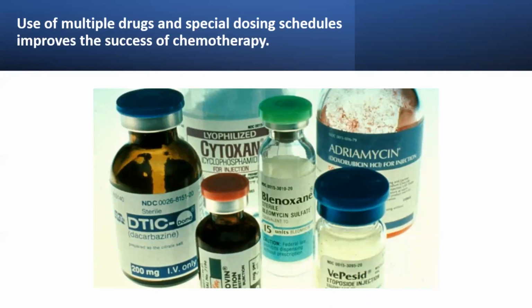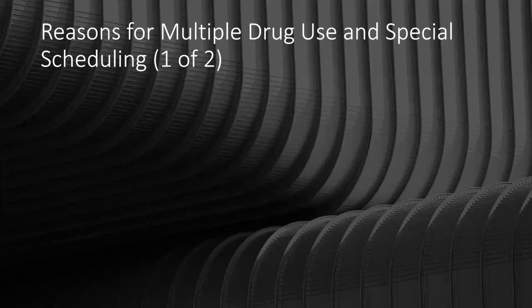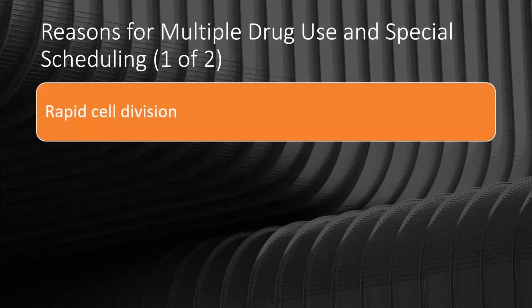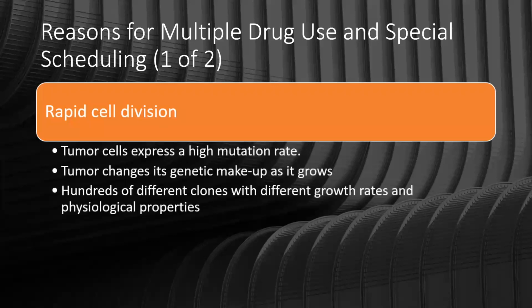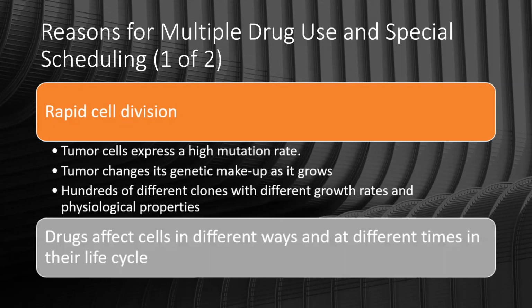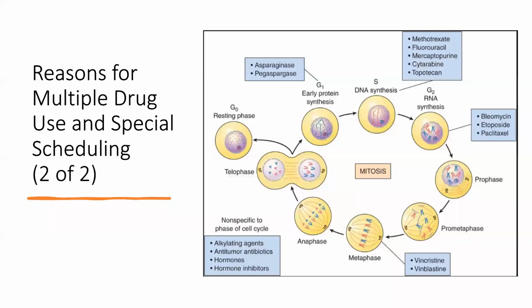So that is the goal of chemotherapy. Use of multiple drugs and special dosing schedules improves the success of chemotherapy. The reasons for multiple drug use and special scheduling are that we have rapid cell division and the tumor cells express a high mutation rate. The tumor changes its genetic makeup as it grows, and hundreds of different clones with different growth rates and physiological properties occur. So we use drugs that affect the cells in different ways and at different times in their life cycle.